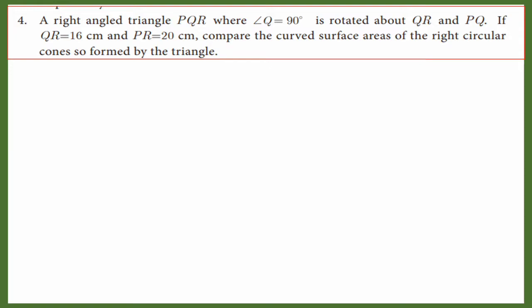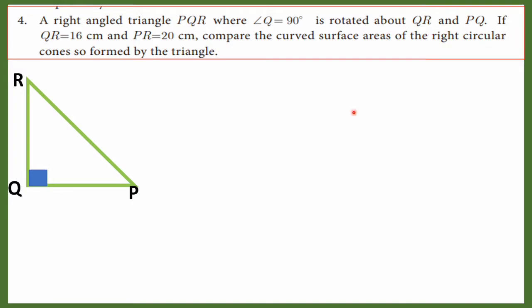Let's deal with question number 4 in exercise 7.1. Read the question. Right triangle PQR, where Q is 90 degrees, is rotated about QR and PQ. If QR equals 16 centimeter and PR equals 20 centimeter, compare the curved surface areas.